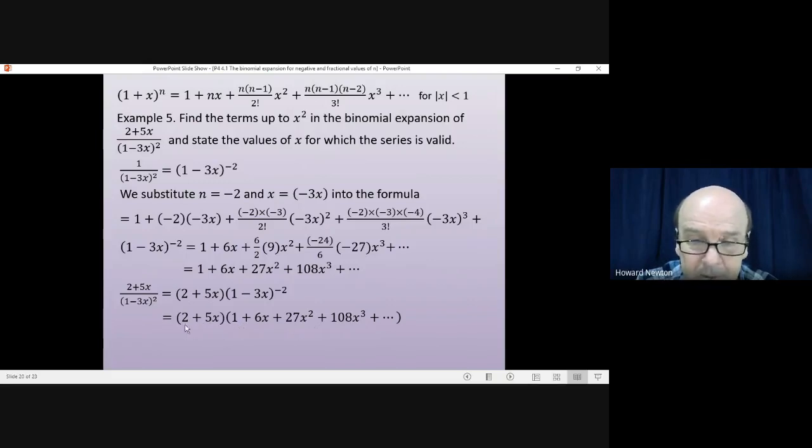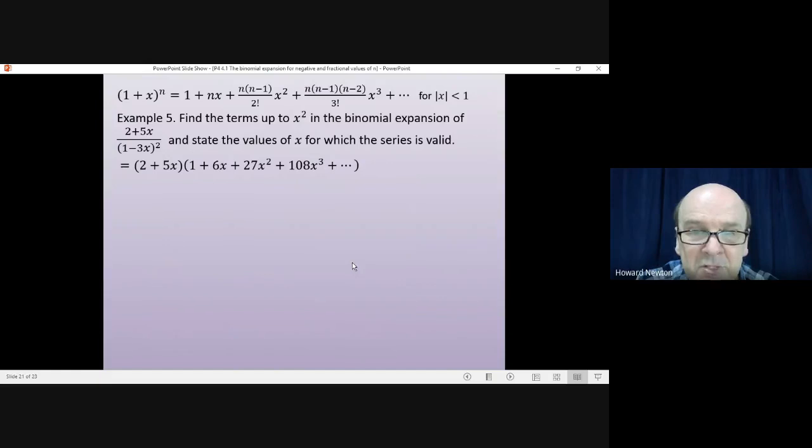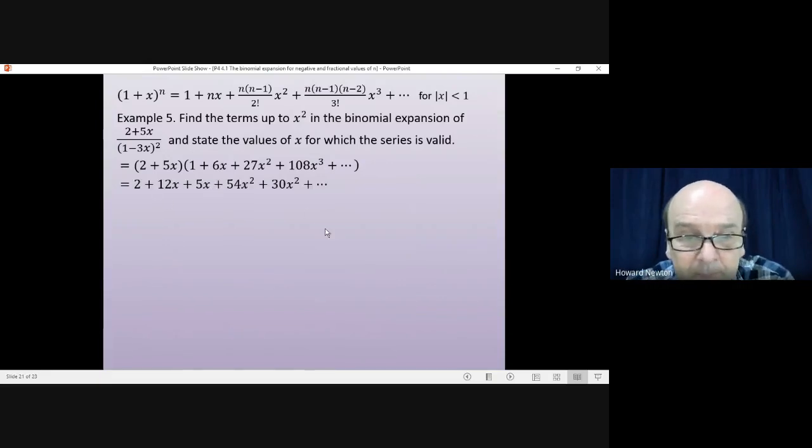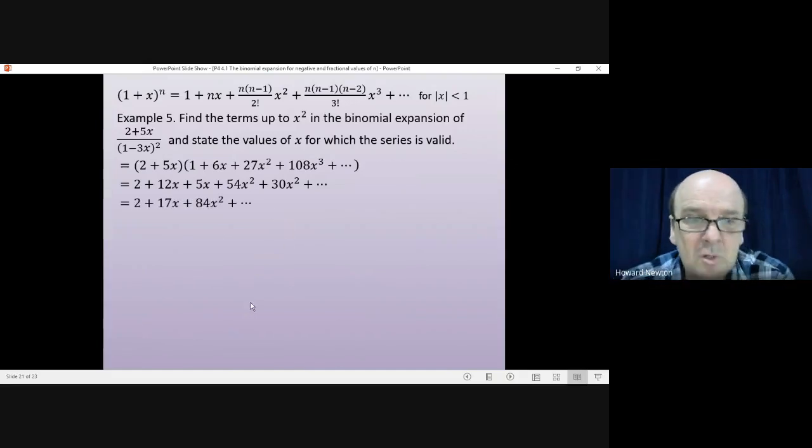So I'll do 2 times the 1, 2 times the 6x, 2 times the 27x squared. I don't need to do 2 times the 108x cubed, because that's a higher power than x squared. 5x times by the 1, 5x times by the 6x, and that's as far as I need to go. I don't need to do any more. 5x times by the 27x squared will give me a term in x cubed, but that's more than I need. So multiplying out the terms that we said will give you that, and then all I need to do is collect together the x terms and the x squared terms, and that will give me 2 plus 17x plus 84x squared plus higher order terms that I haven't worked out because I wasn't asked to work them out.